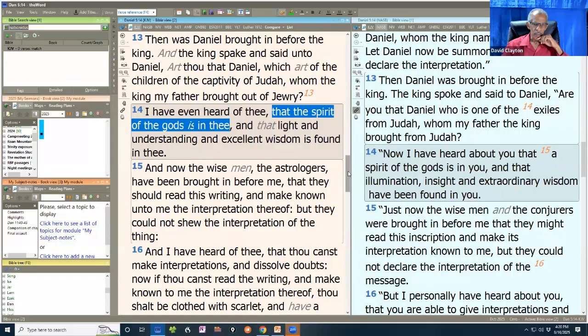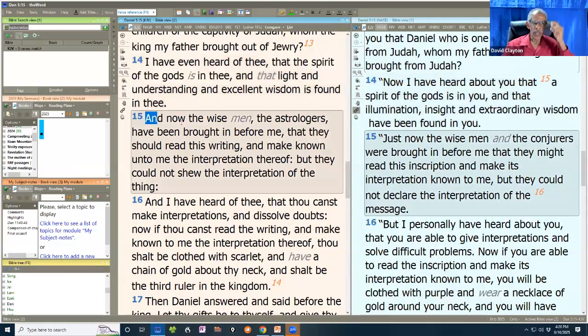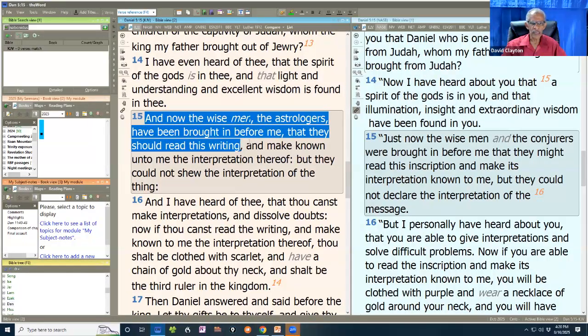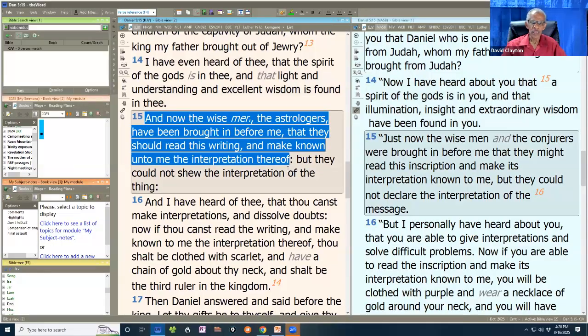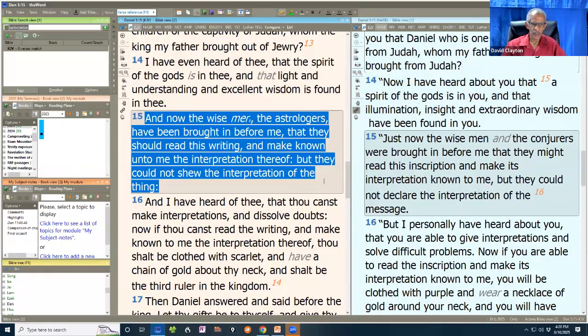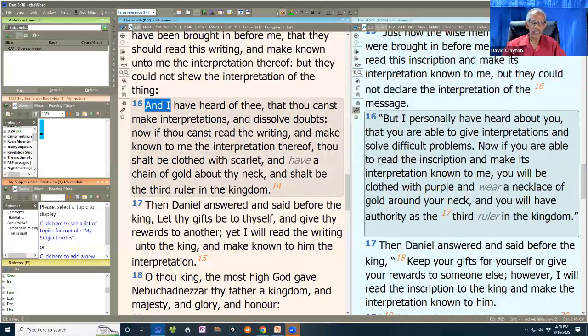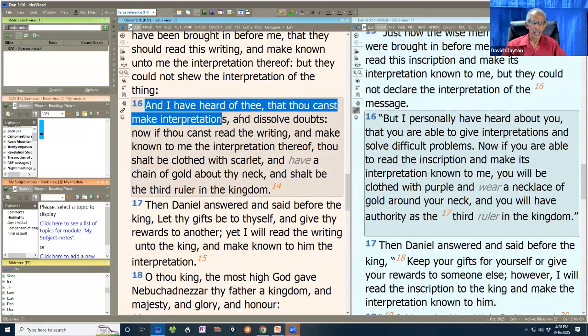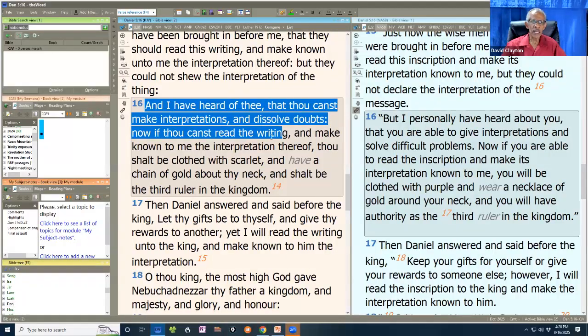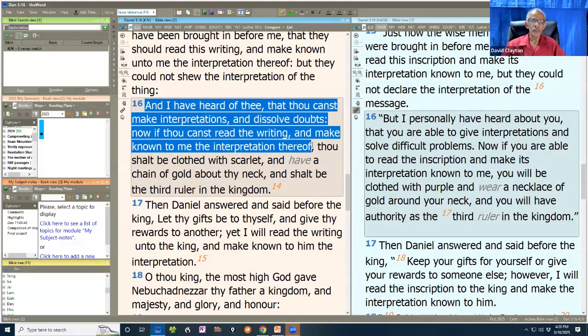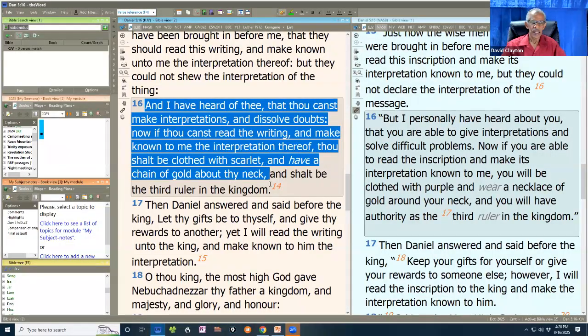But he goes on anyway, he's carrying on. He's saying, and now the wise men, the astrologers, have been brought in before me, that they should read the writing and make known unto me the interpretation thereof. But they could not show the interpretation of the thing. And I have heard of thee, that thou canst make interpretations and dissolve doubts. Now if thou canst read the writing and make known to me the interpretation thereof, thou shalt be clothed with scarlet and have a chain of gold about thy neck, and shall be the third ruler in the kingdom.